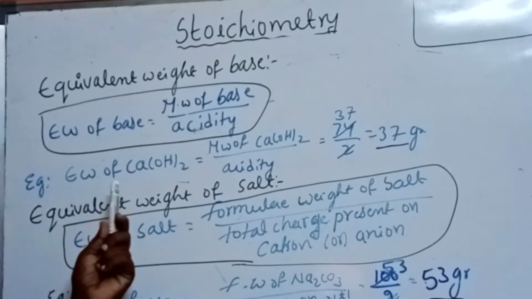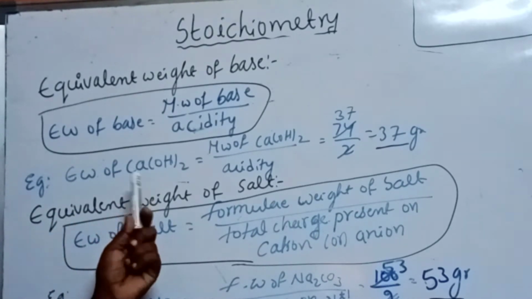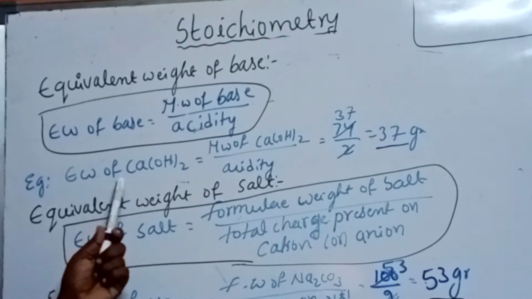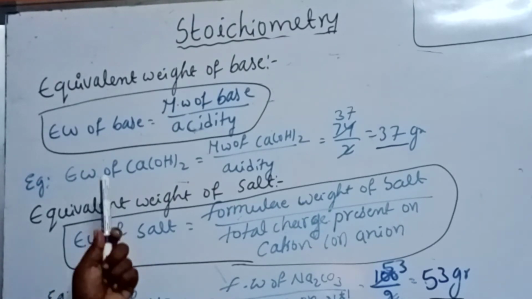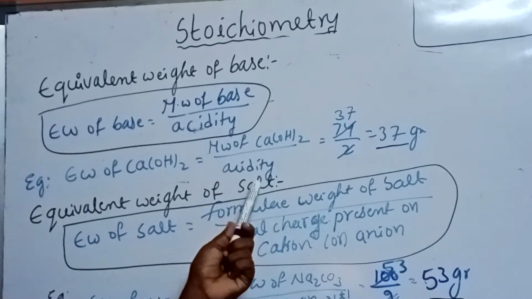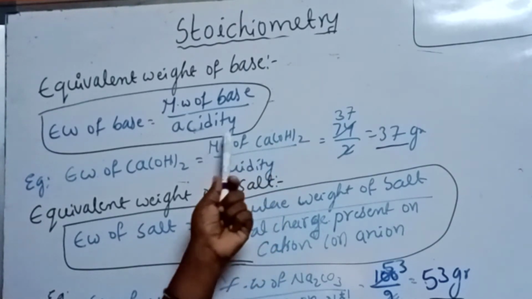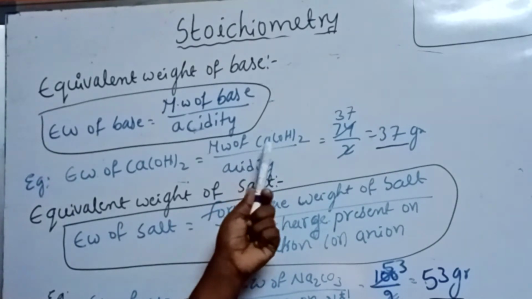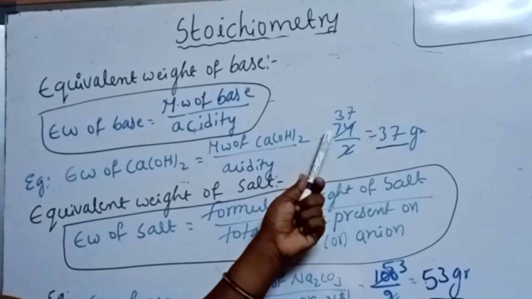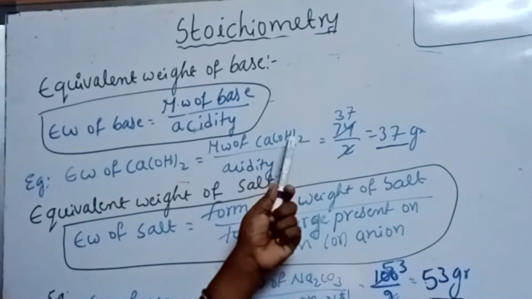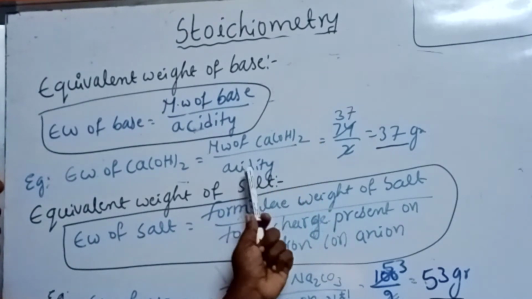So for example, take calcium hydroxide. Calcium hydroxide is a base. To calculate the equivalent weight of calcium hydroxide, the formula is the molecular weight of calcium hydroxide by acidity. The molecular weight of calcium hydroxide from its molecular formula is 74. So here 74 is the molecular weight of calcium hydroxide, divided by acidity.